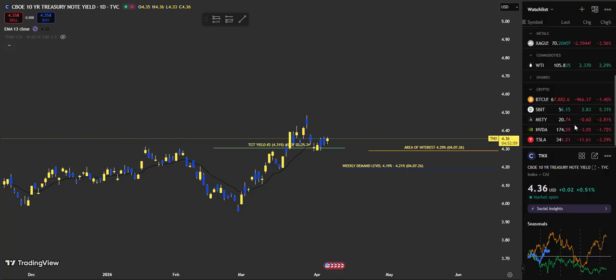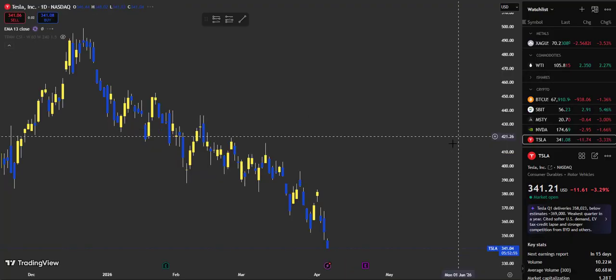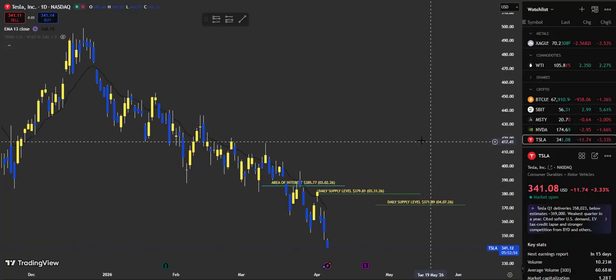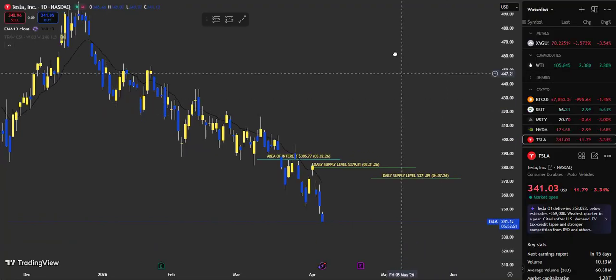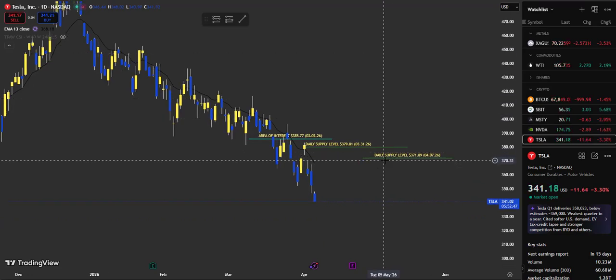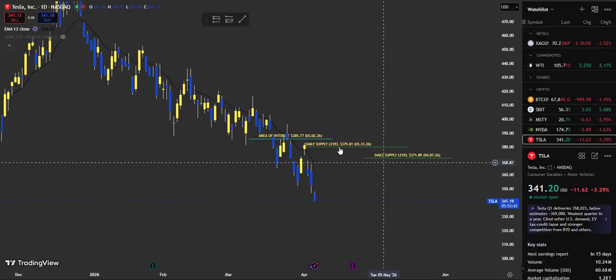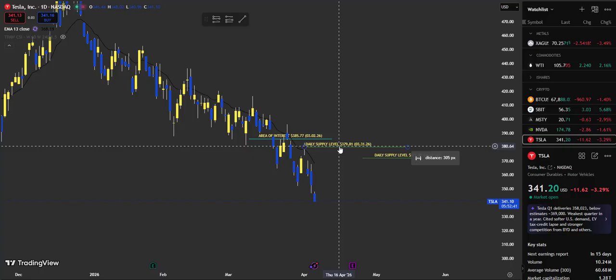Okay, let's move on to Tesla. So Tesla was bearish, as I mentioned. I said you could short Tesla, and it has moved lower. So it's actually still moving lower. So this supply level I put here this morning was based on price, not where price was when the market was closed. So this is the supply level we're at, 379.81.